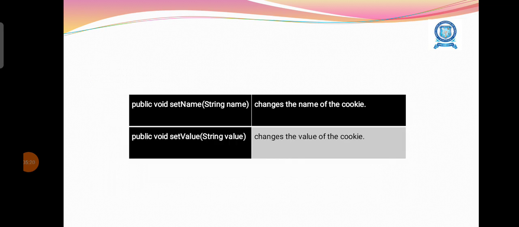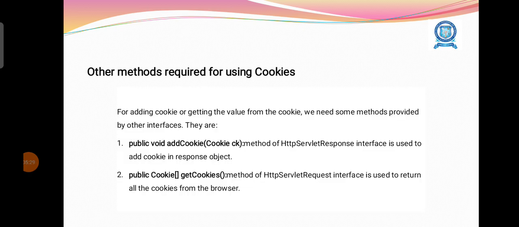The next method is setName. It is used to change the name of the cookie. Then the setValue method is used to change the value of the cookie. There are some other methods to be used for cookies. The first one is addCookie.